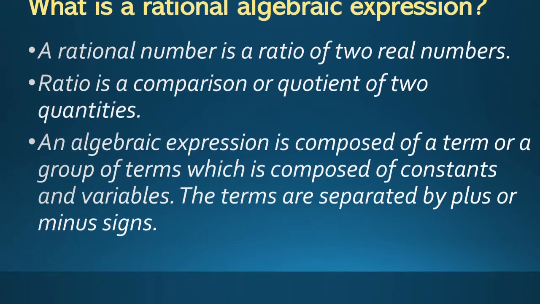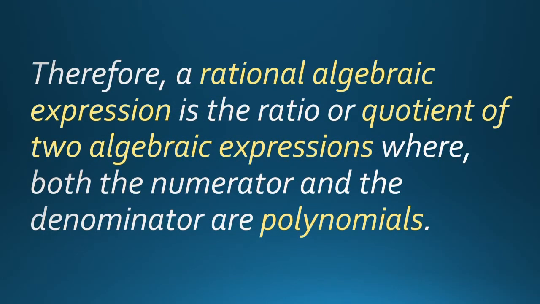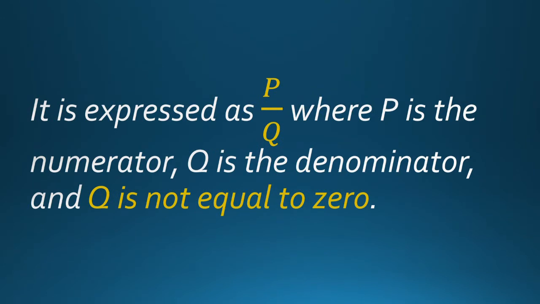Therefore, a rational algebraic expression is the ratio or quotient of two algebraic expressions where both the numerator and denominator are polynomials. In short, it is expressed as P over Q, where P is the numerator, Q is the denominator, and Q is not equal to 0. So, ibig sabihin lang, ang rational algebraic expression ay may numerator and denominator. Tapos, yung denominator ay hindi equal to 0 dahil undefined ang fraction na ang denominator ay 0.